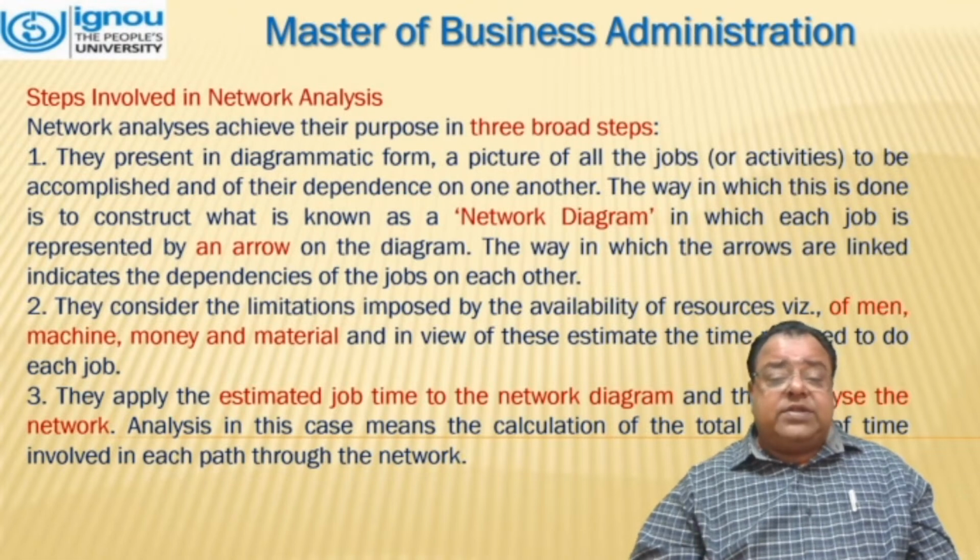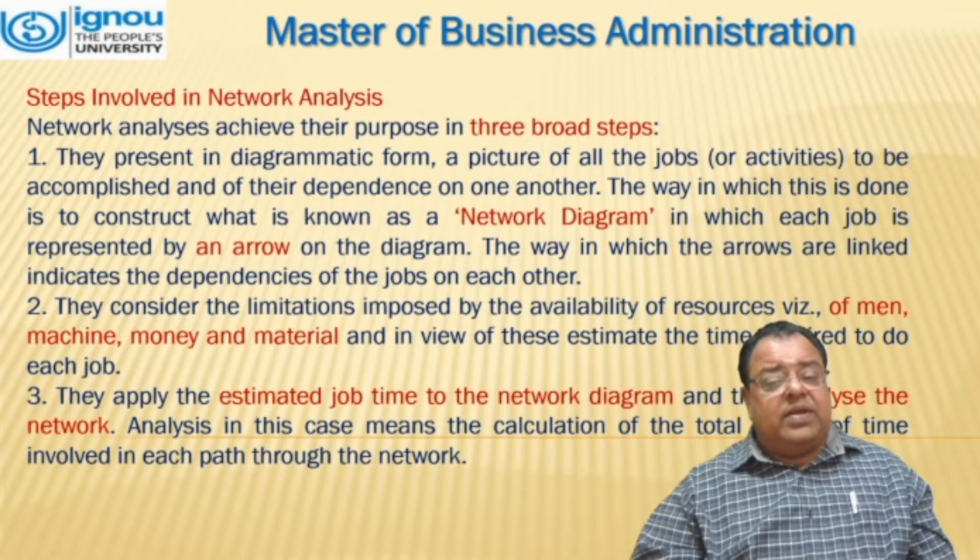The way in which this is done is to construct what is known as a network diagram, in which each job is represented by an arrow in the diagram. The way in which the arrows are linked indicates the dependencies of the jobs on each other.